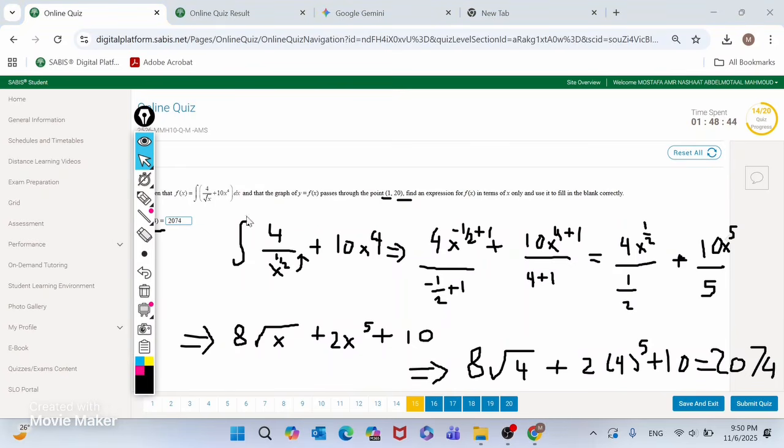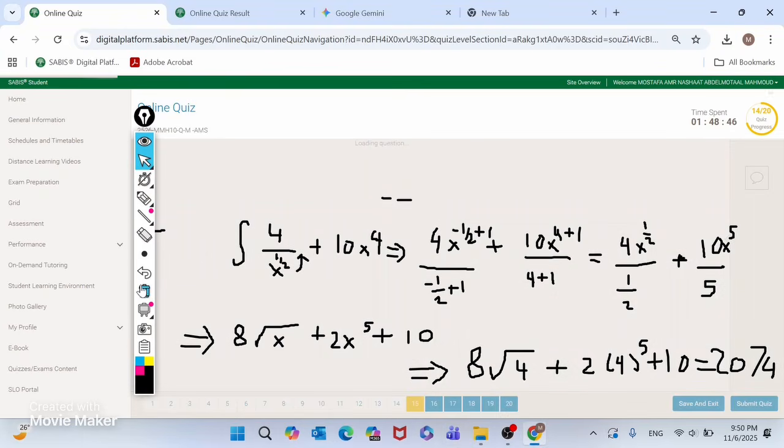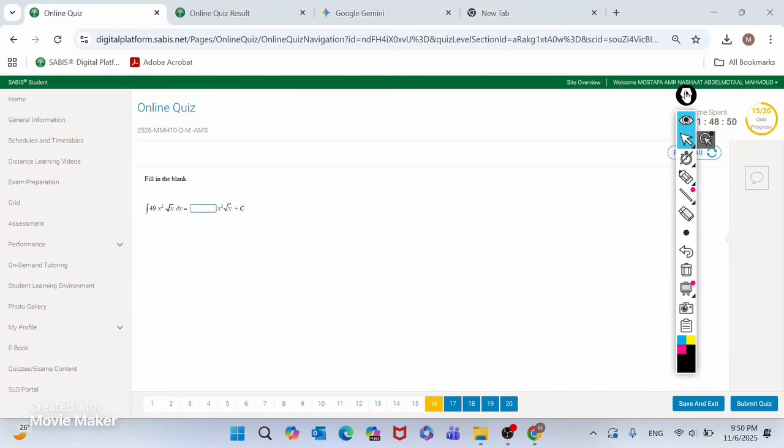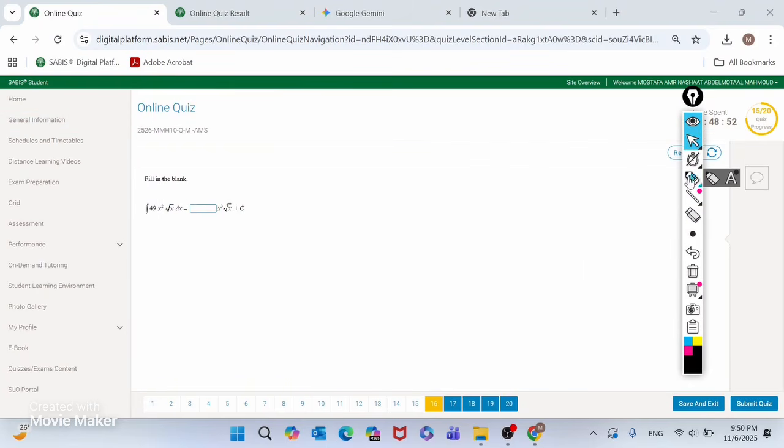Guys, I felt like I was a bit unclear on that question, so yeah. Okay guys, another integration question. So 49x squared root x dx.